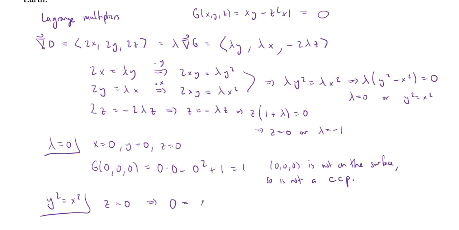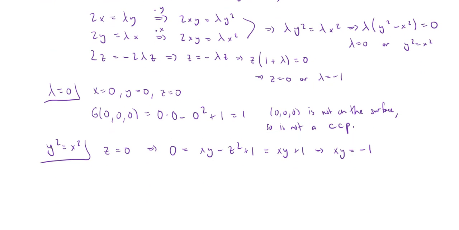So let's write it, xy minus z squared plus 1. And hey, z is 0, so I can just make this xy plus 1. This would tell me that x times y is equal to -1. If x squared is equal to y squared, how does that actually happen? In the real numbers, the only way that happens is if y and x are the same, or if y and x are opposites of each other. So y could either be x or y could be -x.